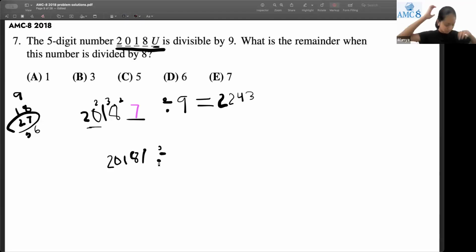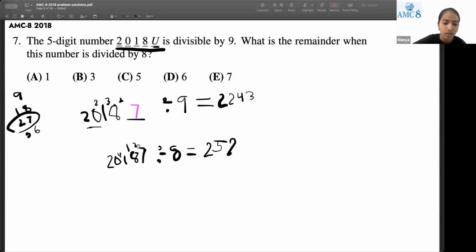divided by 8 is equal to, well, we need to solve that. So 20187 divided by 8: 20 divided by 8 is going to be equal to 2, and then there's a remainder of 4. So 41 divided by 8 is going to be giving us 5, and the remainder 1. So 18 divided by 8 is going to be giving us 2, remainder 2. So then 27 divided by 8 will be giving us 3 remainder.